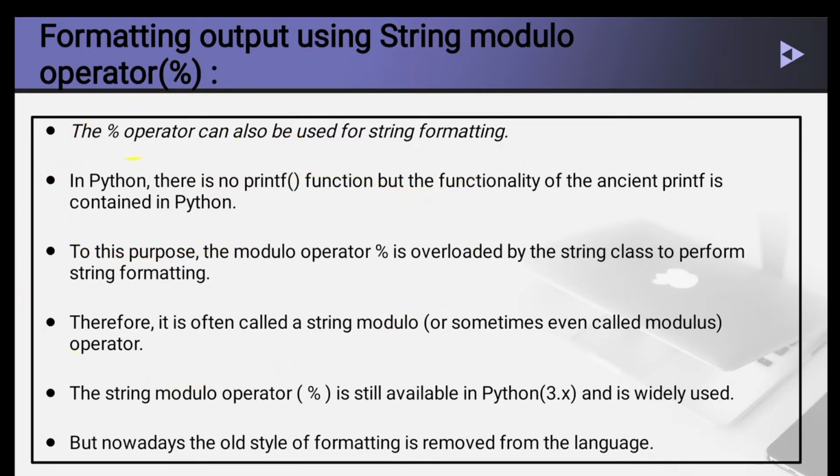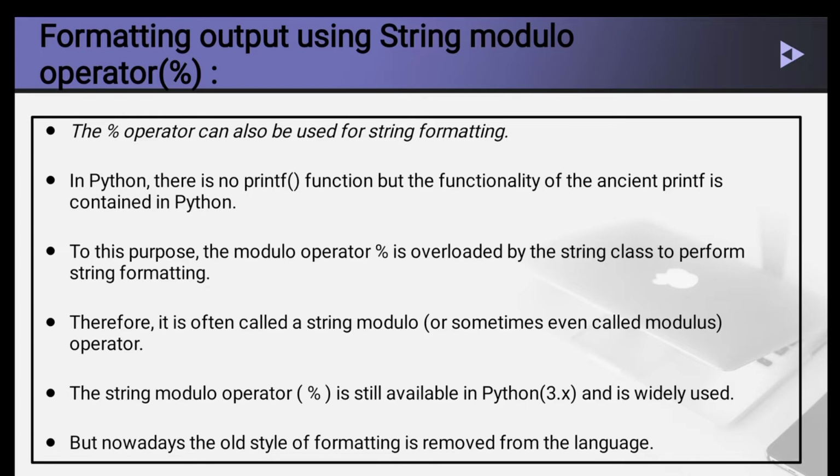The percent operator can also be used for string formatting. In Python, there is no printf function, but the functionality of the old printf is contained in Python. For this purpose, the modulo operator percent is overloaded by the string class to perform string formatting. See, in other languages like C, we have the printf function with which we can format, but in Python we don't have any printf function. We just have print. It won't take format arguments, so it just displays the output that we give.